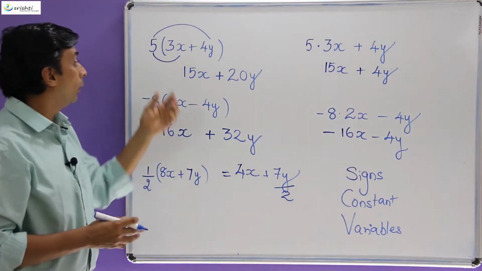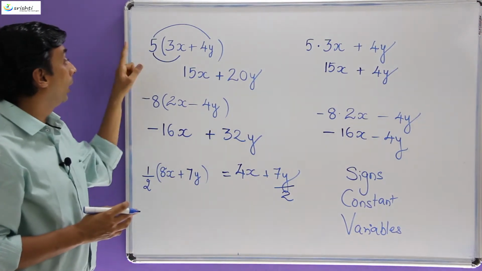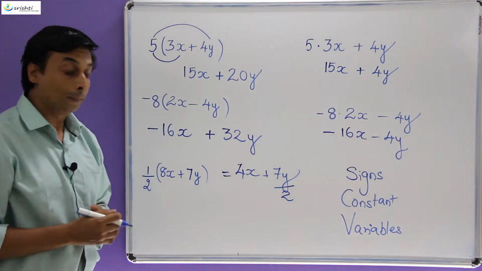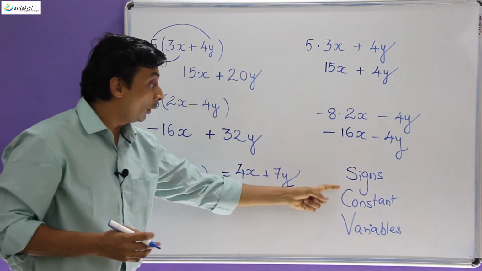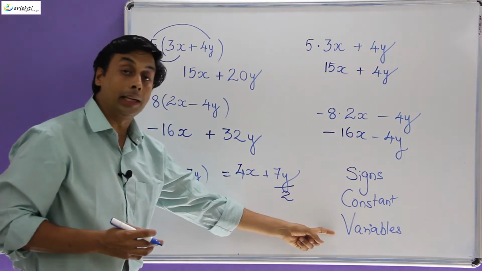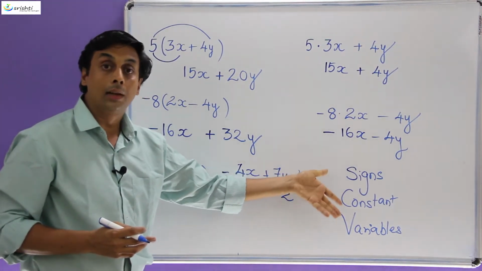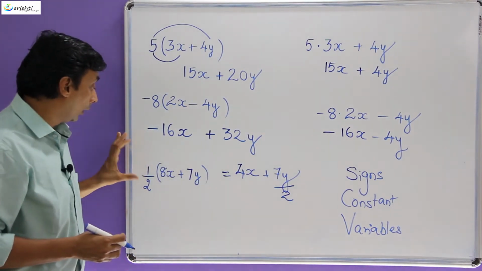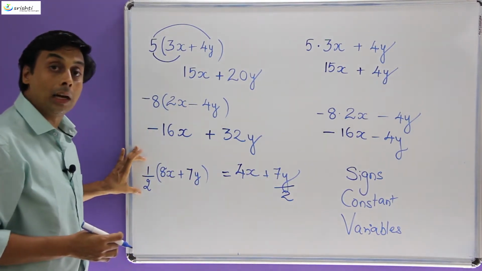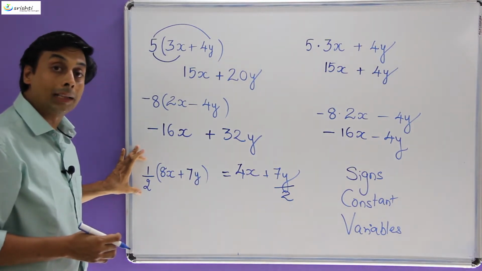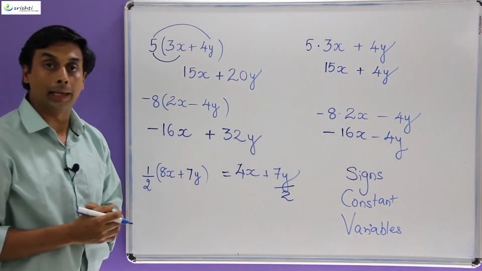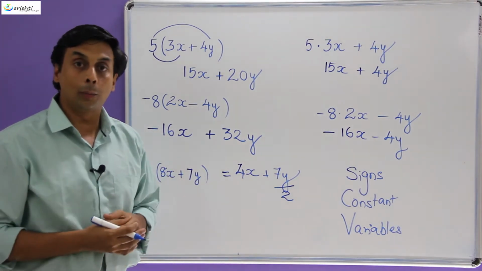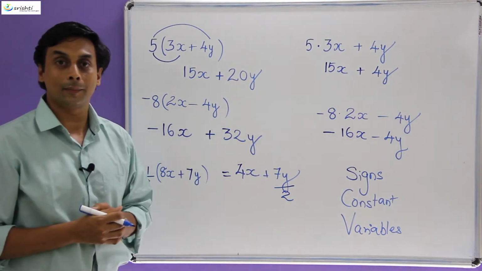So just to summarize, when you open up the brackets, always make sure that the term outside the bracket is multiplied with all the terms inside the bracket. Second, always make use of the rule signs, constants and variables. This is not a rule, this is rather a technique, and it will help you avoid any mistakes. The third rule or the third guideline is, when you have fractions outside the bracket, make sure that you apply that fraction to all the terms within the bracket and then simplify the expression. Now in the next segment, let's solve a few problems with all these guidelines.